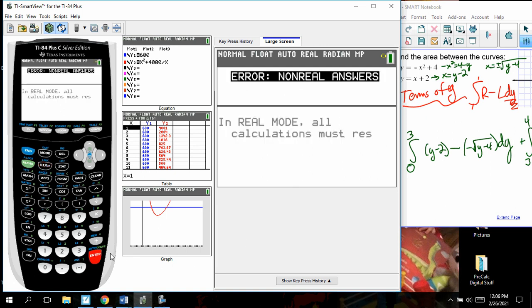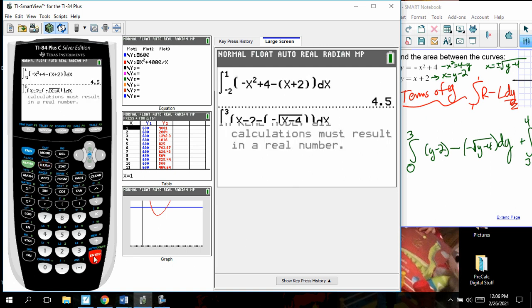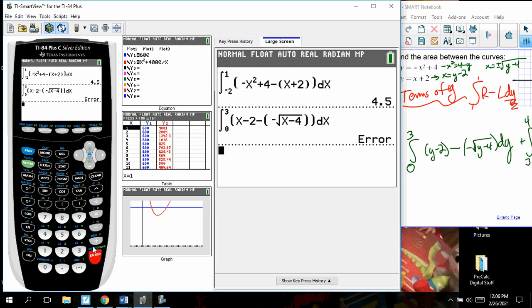So I hit enter, and I had an issue. What is my issue? Y minus 0, 3.